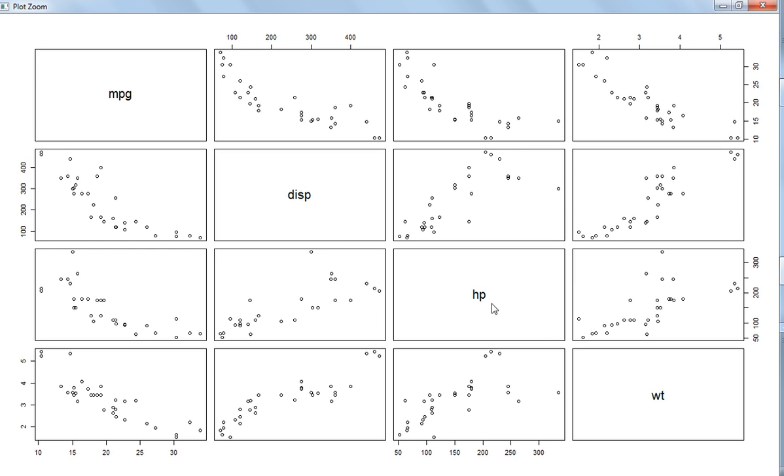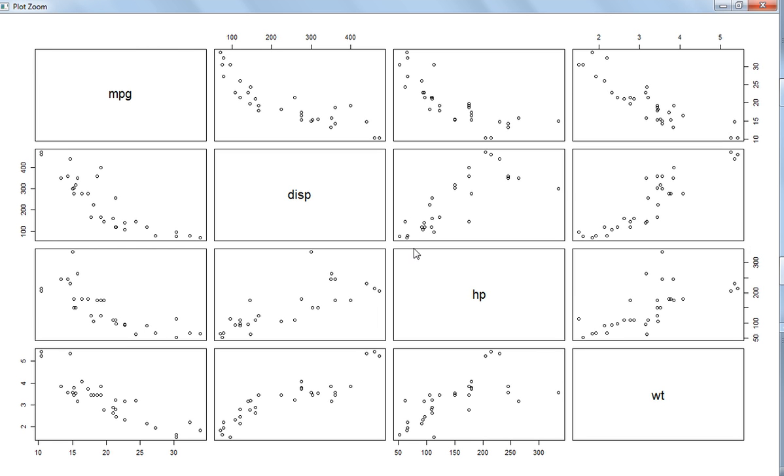If you want to see disp and hp, this is the box. You see this, they are very correlated, but we will not be going into that, correlation, multicollinearity. We are not talking about that, but it's just to know what the relation between the variables is. hp and the weight, this is like this, and you see that this is an increasing pattern. So here you can see the relationship between all these variables.